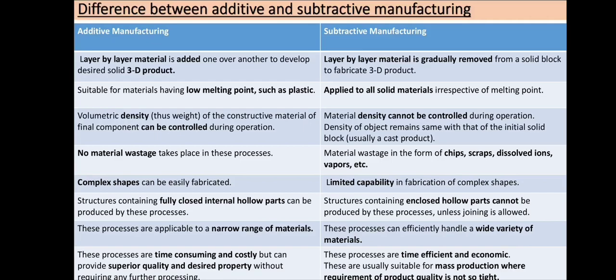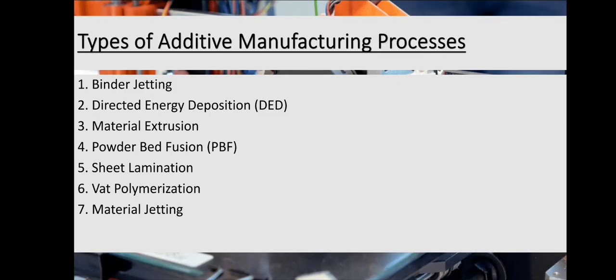Additive manufacturing works on a narrow range of materials, but subtractive manufacturing works on a wide variety of materials. Additive manufacturing is time consuming and costly, but superior quality of product and desired properties can be gained. Subtractive manufacturing is a time efficient and economical process. That is why it can be used for mass production where we don't need such high quality products.